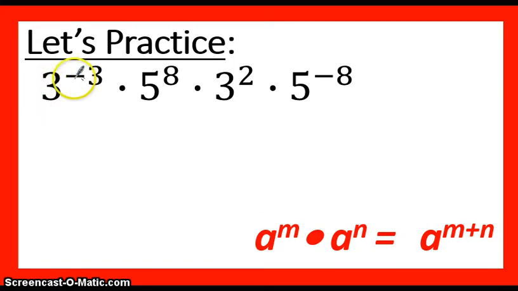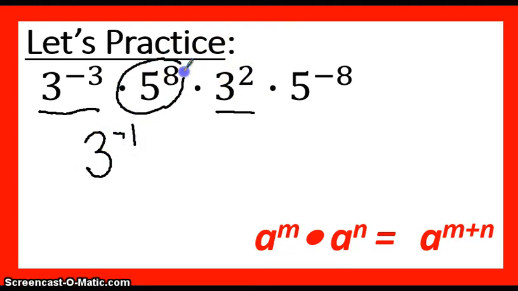We have 3 to the negative 3 times 5 to the 8th times 3 squared times 5 to the negative 8. Let's combine the same bases by adding their exponents. We have 3 to the negative 3rd times 3 squared. So we have the same base number, which is 3. Negative 3 plus 2 makes negative 1.